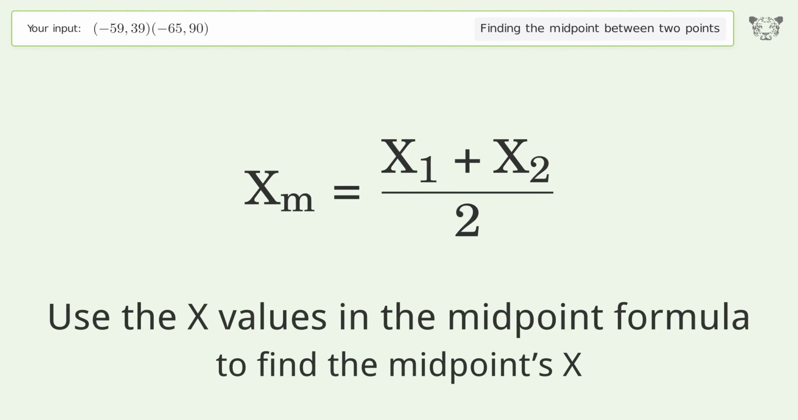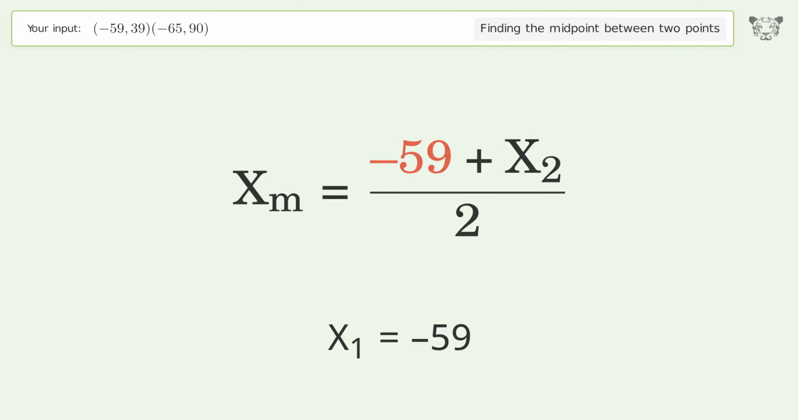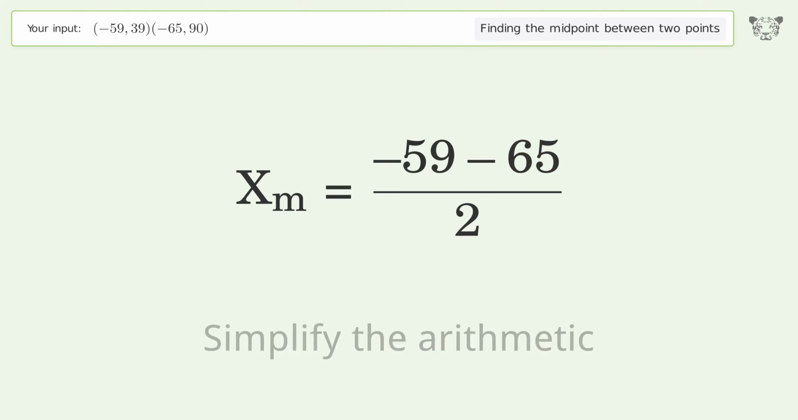Use the x values in the midpoint formula to find the midpoint's x. x1 equals negative 59. x2 equals negative 65. Simplify the arithmetic.